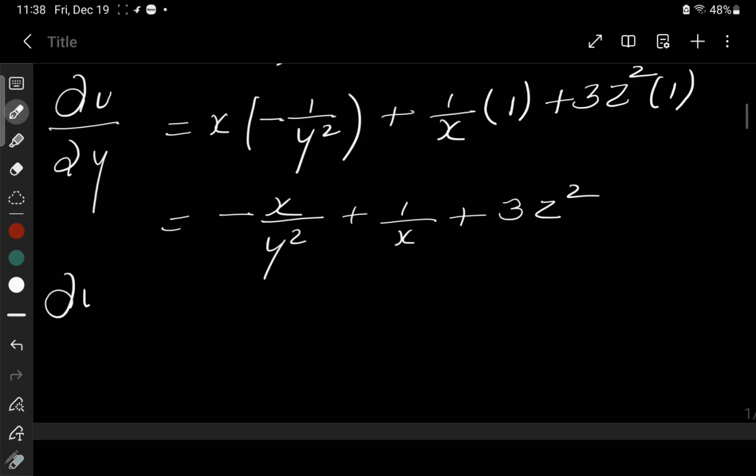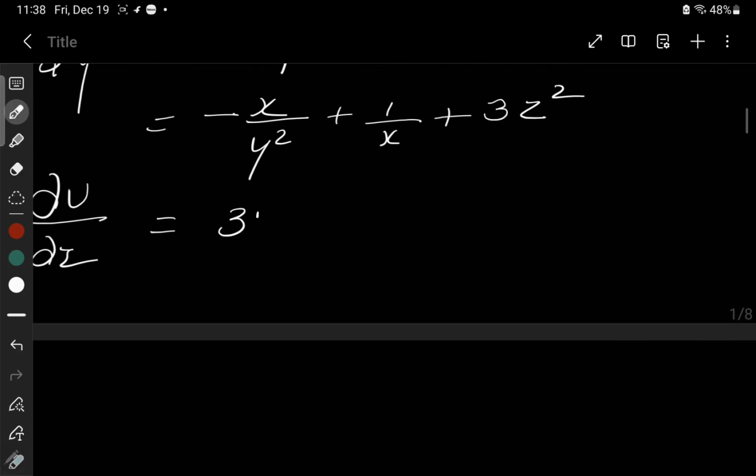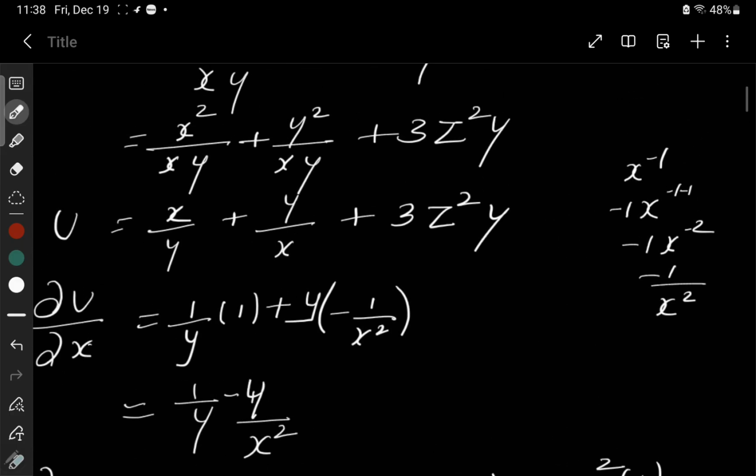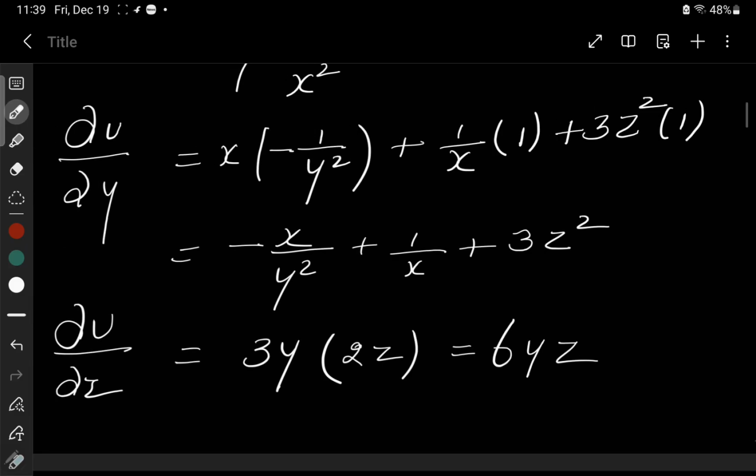Next is dou u by dou z. See in the function u, the first two terms are with respect to x and y only, no z term. So they are treated as constant. So if you differentiate these two terms, you will get 0. But come here, 3 constant, y constant. Differentiate z squared alone. 3y. If you differentiate z squared, 2 comes before. So 2z, that is equal to 6yz. This is the answer. So the problem is over.